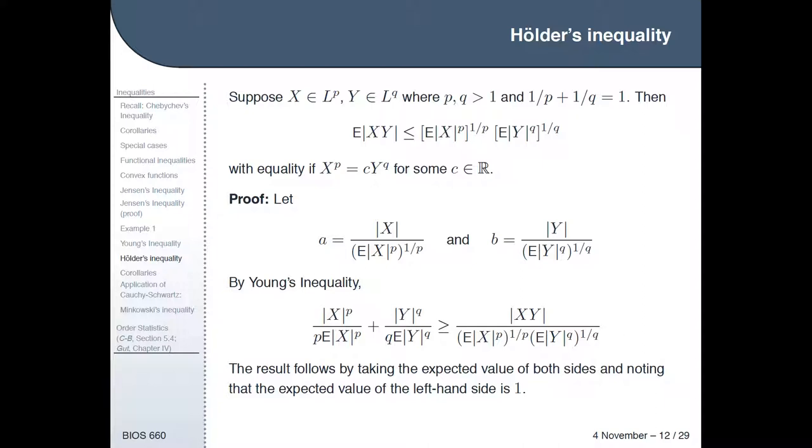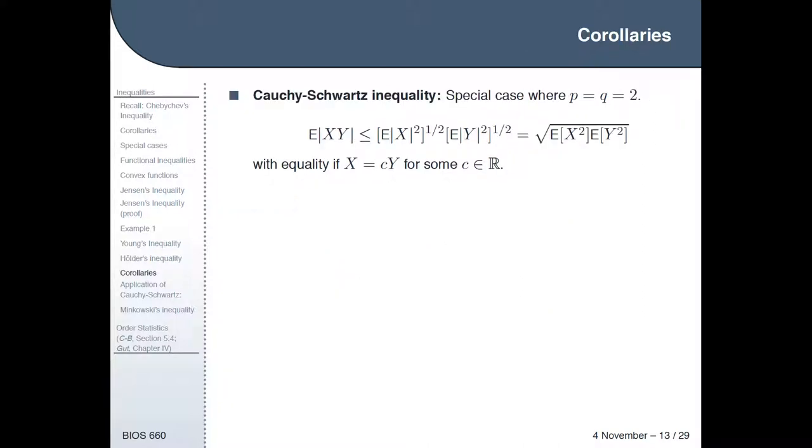And the right-hand side just ends up being the expected value of x times y divided by the thing in the denominator. Multiply it out, you get Hölder's inequality, which is what we were trying to prove. And one consequence of Hölder's inequality that does come in handy in statistics, as I'll show in the next slide, is the Cauchy-Schwartz inequality, the special case where p and q are both equal to 2.